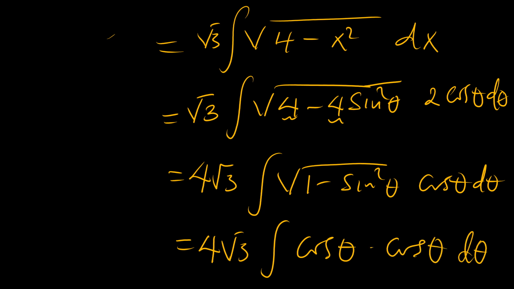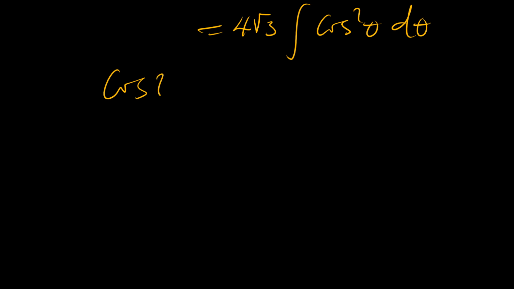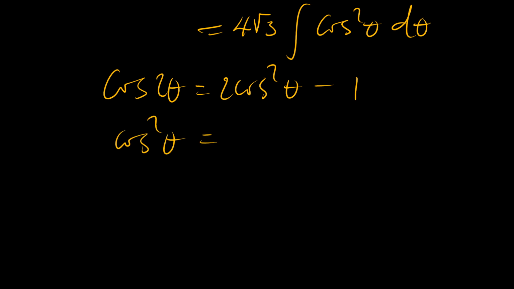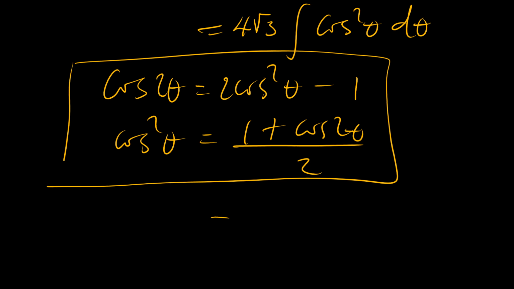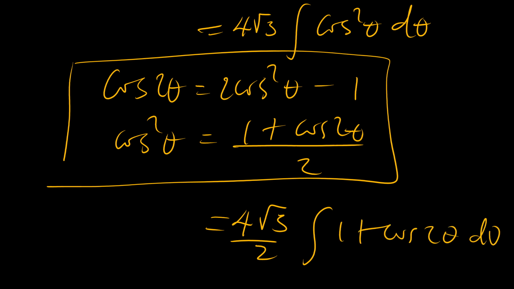so we come to the integral of cosine theta times cosine theta, which is simply cosine squared theta. That's our integral. We know that cosine 2 theta is the same as 2 cosine squared theta minus 1, and therefore cosine squared theta is 1 plus cosine 2 theta divided by 2. So we're going to use this identity, which means that our integral now becomes divided by 2, 1 plus cosine 2 theta.